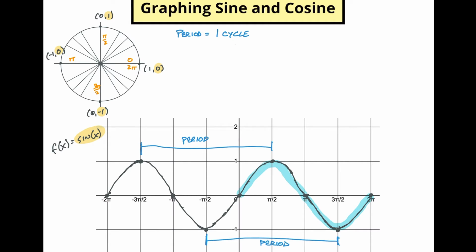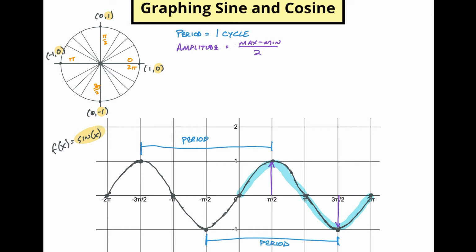Next, we have what's called our amplitude. Our amplitude is how far or how high or how deep this goes. If you wanted to find the amplitude, you could take your maximum value minus your minimum value, and divide that by 2. So if I knew that this value was 1 and this value is -1.